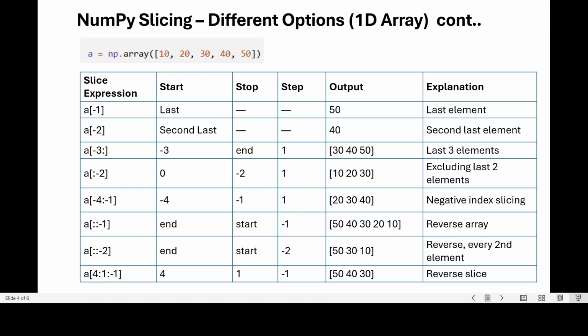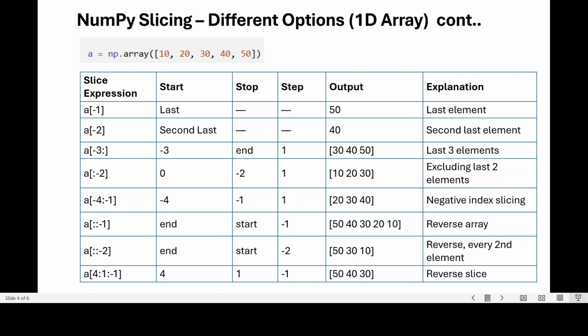The next expression a[-4:-1]. This slice uses only negative indices. It starts from -4 and stops before -1. So it will be selecting 20, 30, 40.